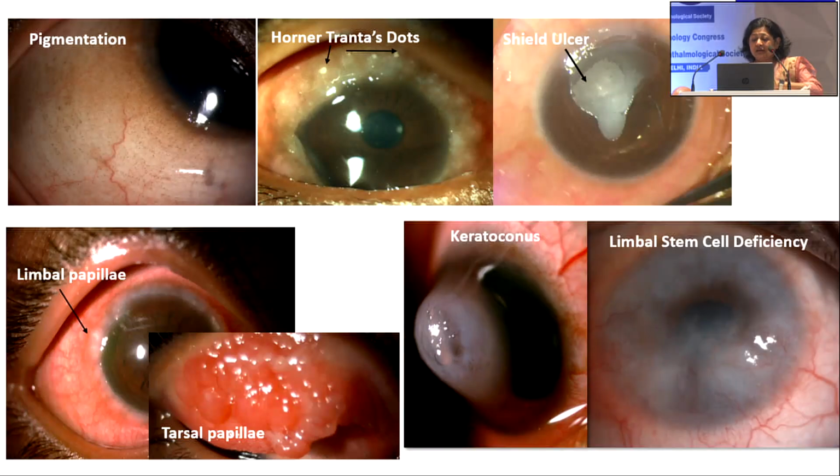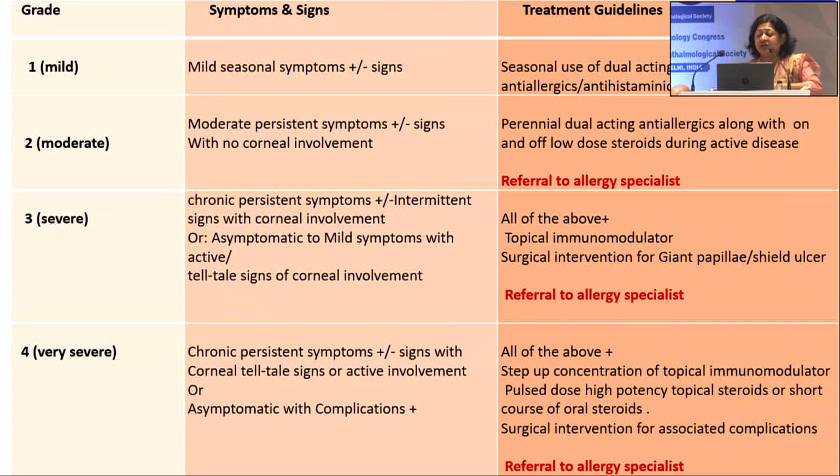Now, in these patients, if the disease progresses, then it can result in disease-related complications like keratoconus and limbal stem cell deficiency. This is the recently proposed universal grading of vernal keratoconjunctivitis that has been published now in the British Journal of Ophthalmology, where we have taken into account not just the disease activity, but also the corneal telltale signs and the complications of the disease, which was lacking in the earlier classifications. So the grade 1 here is mild seasonal symptoms with or without signs.